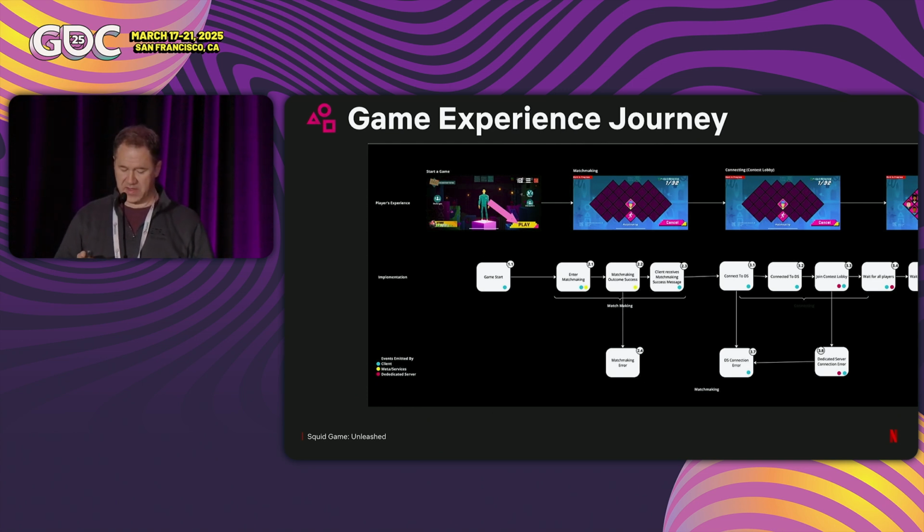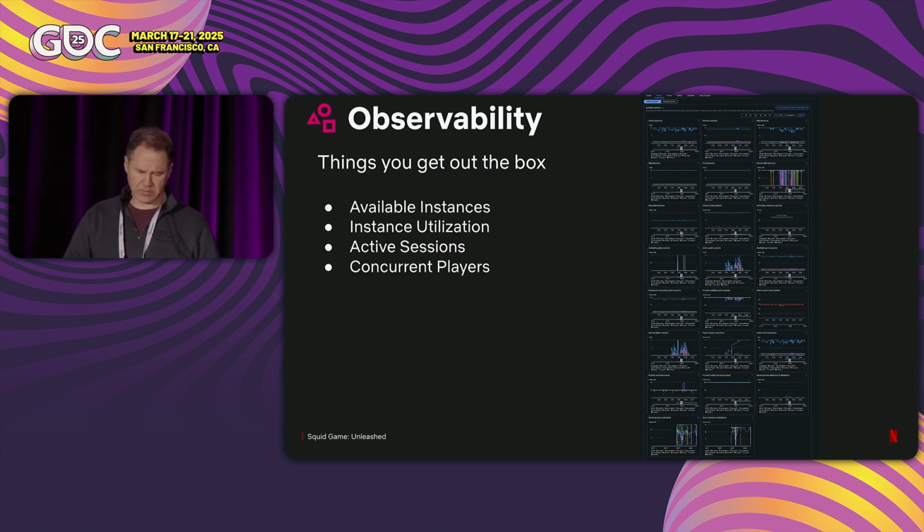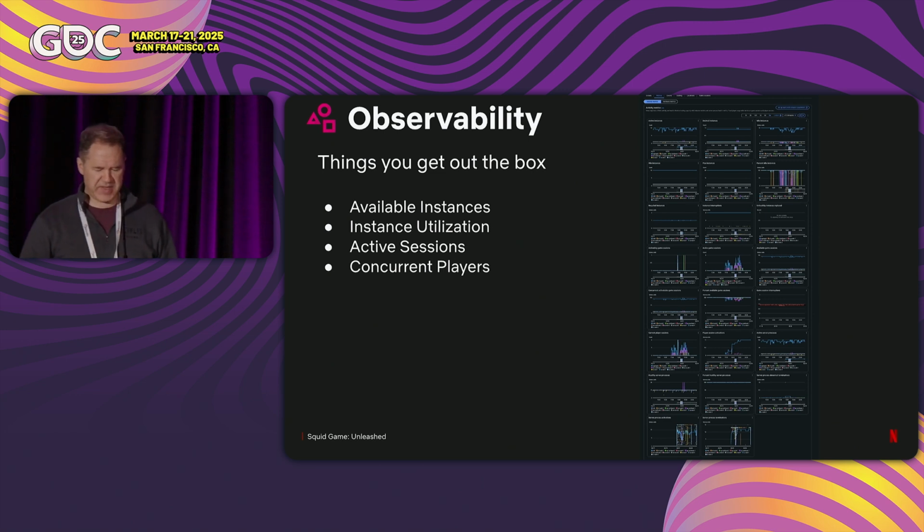Now, how do we make sense of all the data that's coming from this telemetry? Let's talk about observability. By default, GameLift has a pretty nice set of dashboards for monitoring your fleets. It covers the basic technical underpinnings of your infrastructure: how many players are in games, how many servers you have, how utilized your different regions are, that sort of thing.